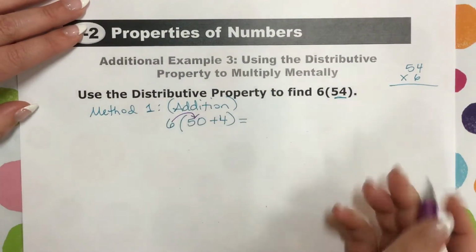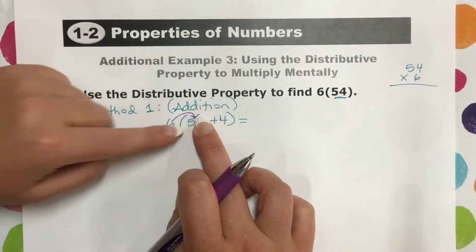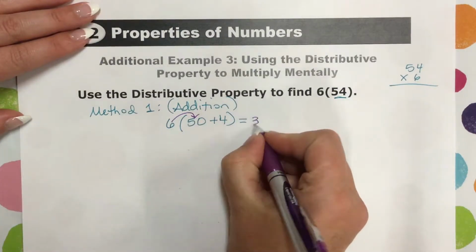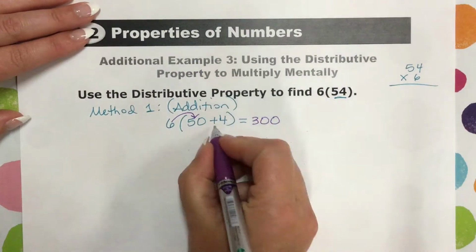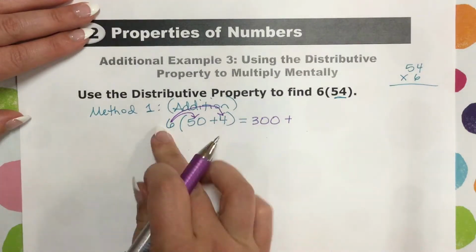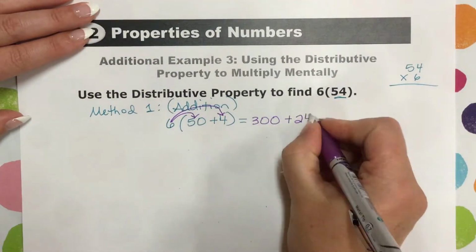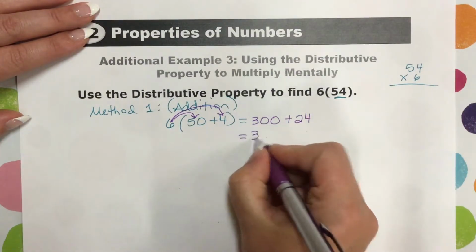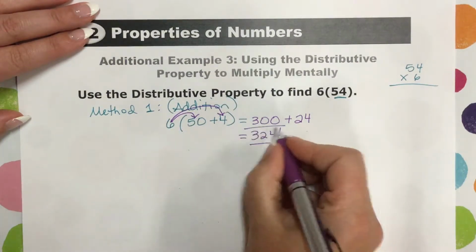times the 50, and 6 times 50, there's a 0, so we can use my little 0 rule. What's 6 times 5? That's 30, add a 0. So 6 times 5 is 30, and then add that 0, and it actually ends up being 300. Plus, we're going to go 6 times 4, which is 24. And then all that equals 324. So that would be the answer doing method 1.